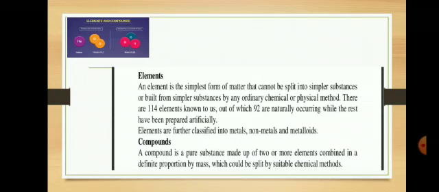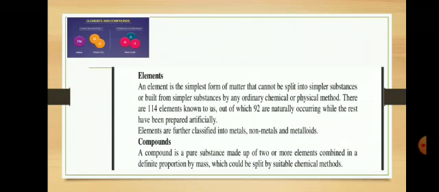Elements. An element is the simplest form of matter that cannot be split into simpler substances or built from simpler substances by any ordinary chemical or physical method. There are 114 elements known to us, out of which 92 are naturally occurring, while the rest have been prepared artificially. Elements are further classified into metals, nonmetals and metalloids.